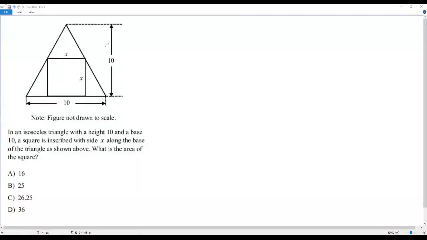Here we have a SAT math problem. Okay, let's go to the question. In an isosceles triangle with a height 10 and a base 10, a square is inscribed with side x along the base of the triangle as shown above. What is the area of the square?